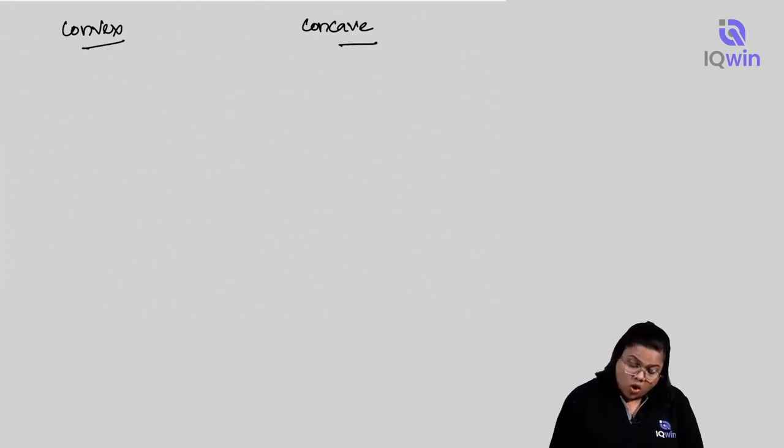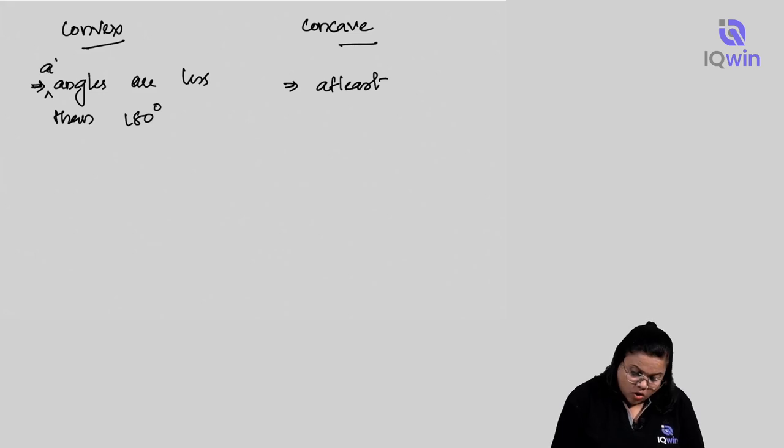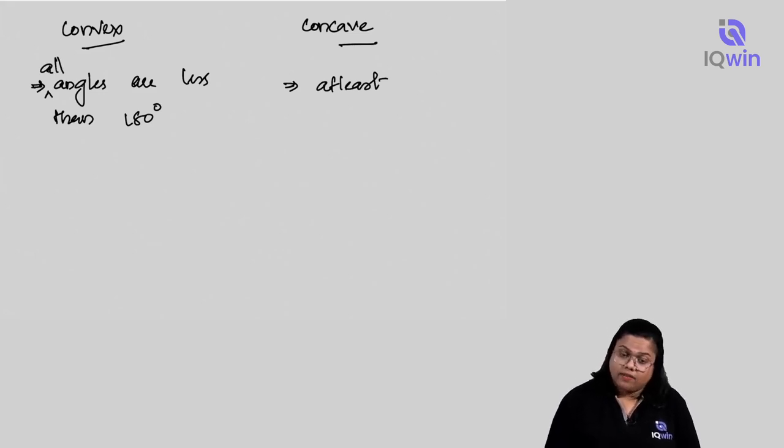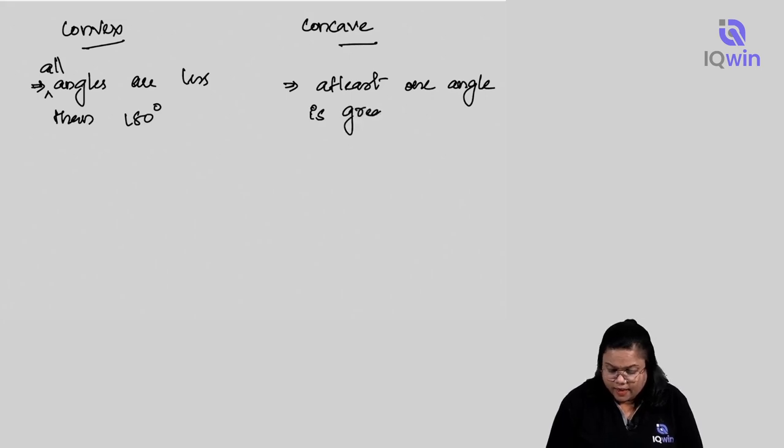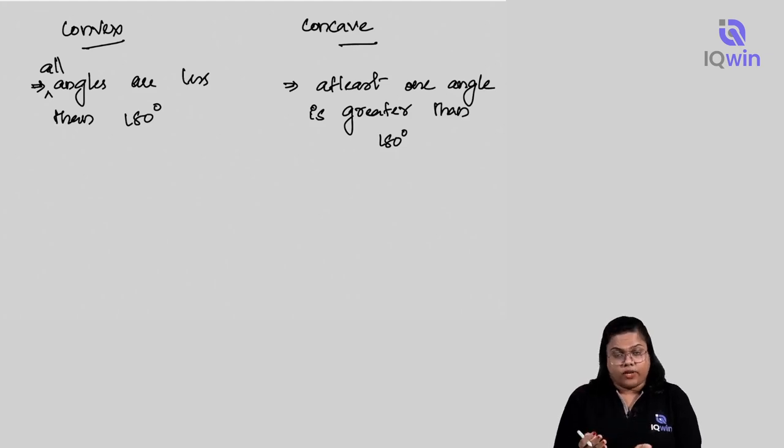In convex polygons, all the angles are less than 180 degrees, and in concave polygons, at least one of the angles is greater than 180 degrees. So convex polygons are polygons having all angles less than 180 degrees, and concave polygons are polygons with at least one angle greater than 180 degrees.